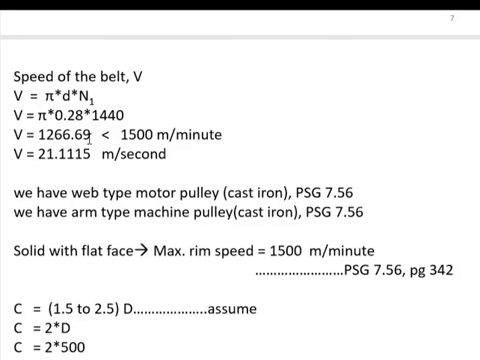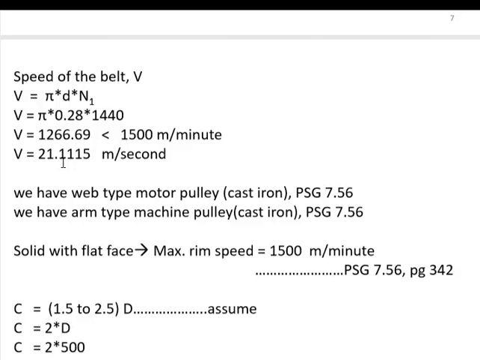1266.69. So this particular value 1266.69 lies between 1000 meters per minute to 1500 meters per minute. Hence I can say that we can select a solid type of face. Now when you take it in terms of meter per second, it comes around 21.11. Now this value 21.11 is really very high, so we should understand that the belt is rotating with pretty high velocity.